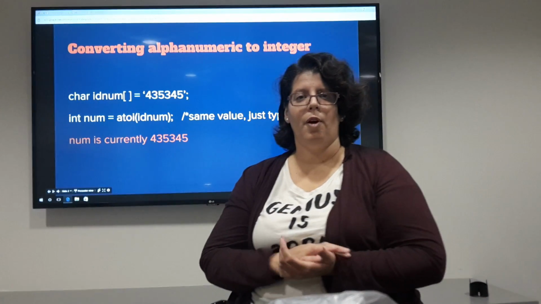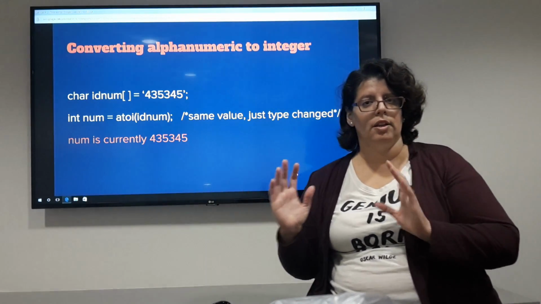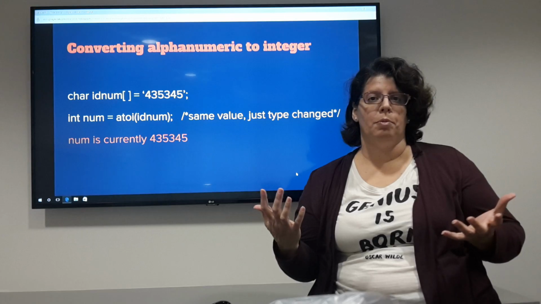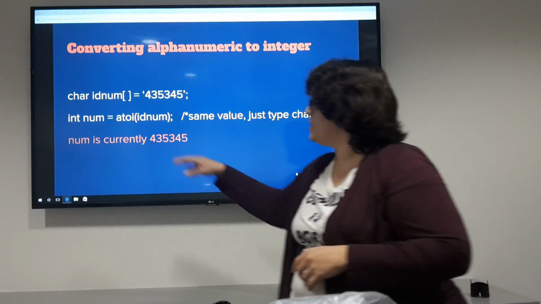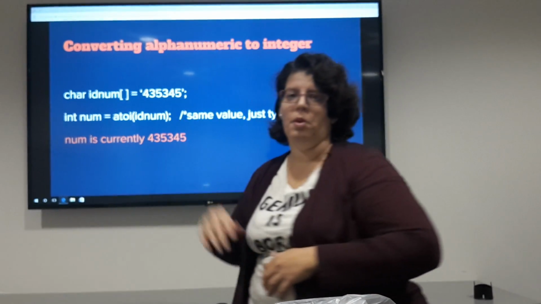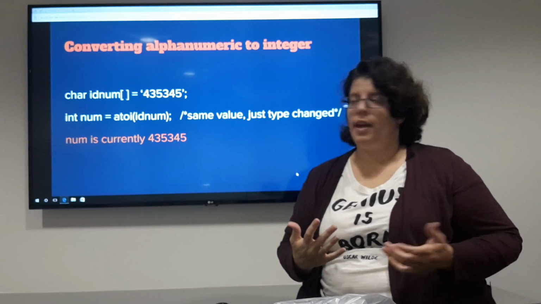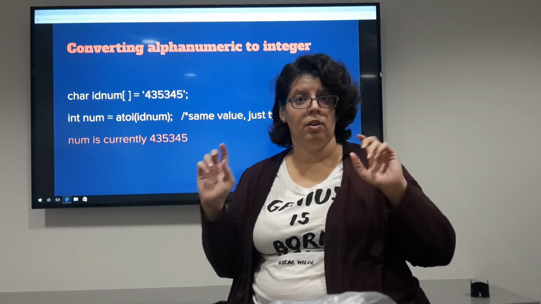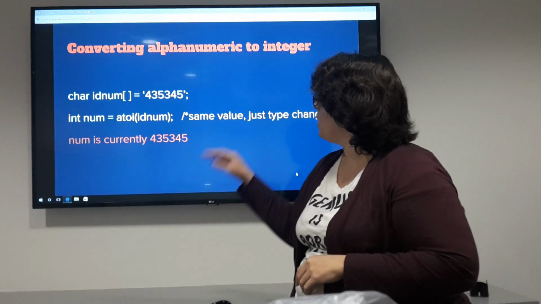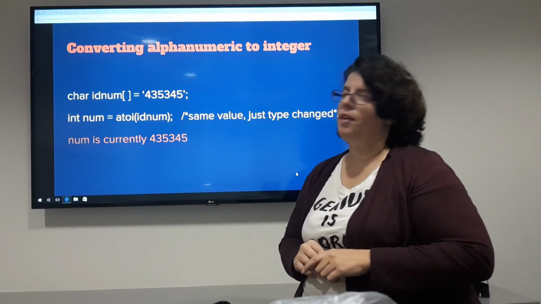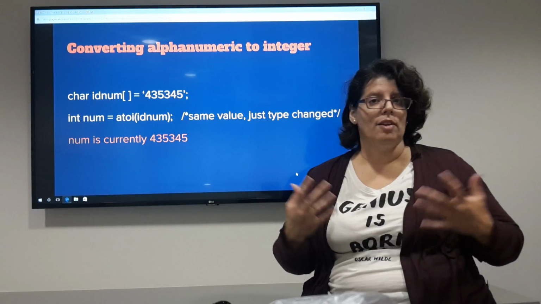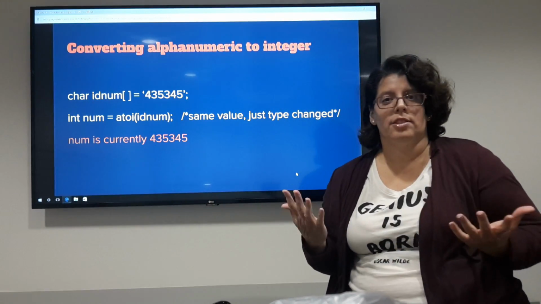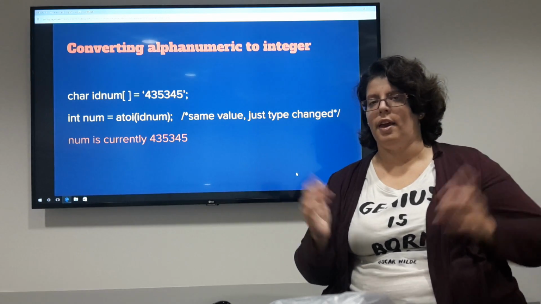So here's an example of converting a string to an integer. Let's pretend that we got a string of numbers somehow, and in this case I've declared it in my code. I've declared a character array called ID num, and inside of ID num, I have a string. Notice it has quotes around it. So I have a string called 435345. Now, since it comes in as a string, I can't really add to it, I can't subtract from it. It's a string, it's just pretty to display.